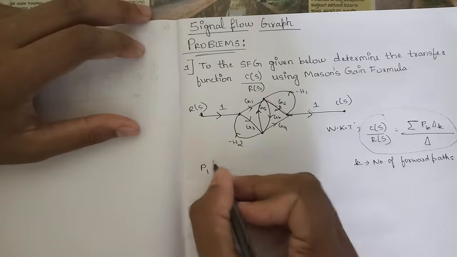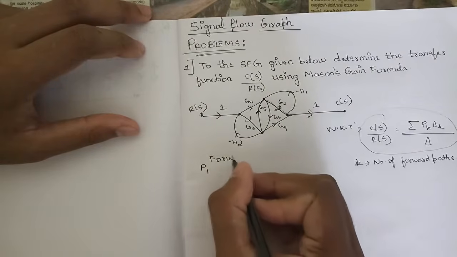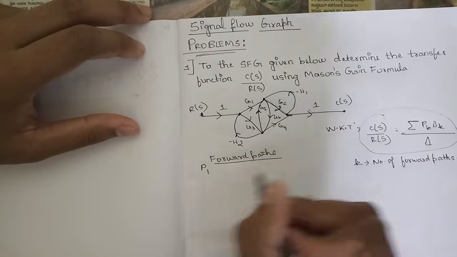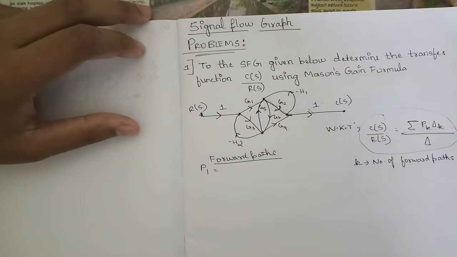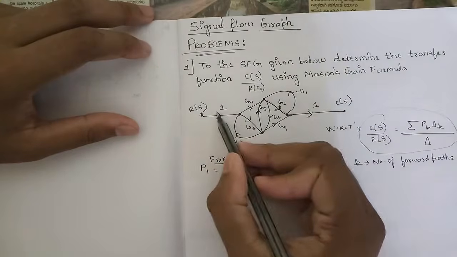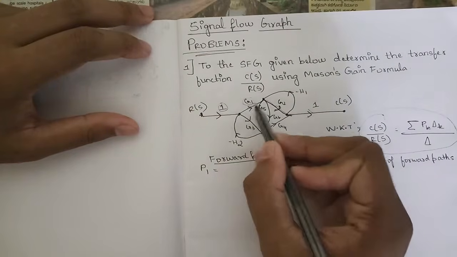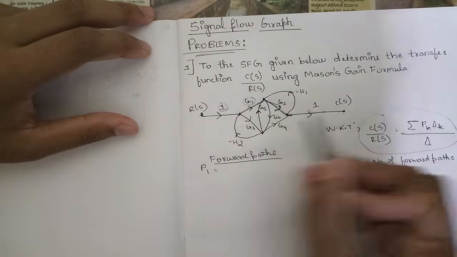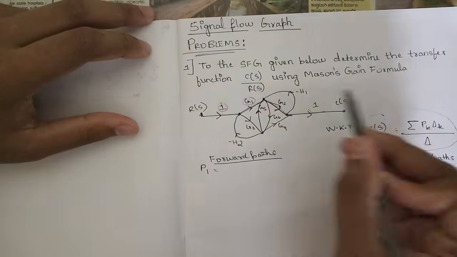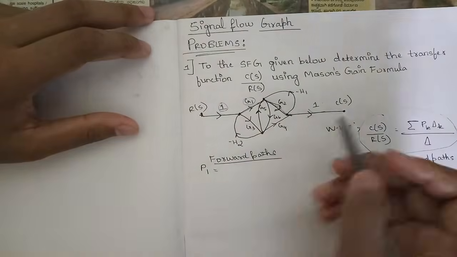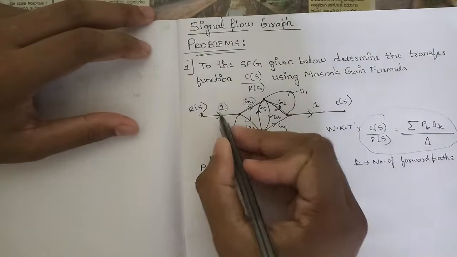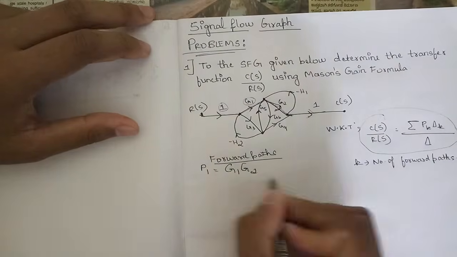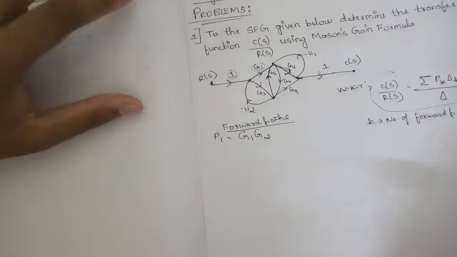First we need to calculate all the forward paths. The first forward path I have told is 1 into G1 into G2 into 1. That's one forward path from input to output, the product of all the transmittances. So 1 into G1 into G2 into 1 we can also write as G1 G2. This is your first forward path, that is P1.